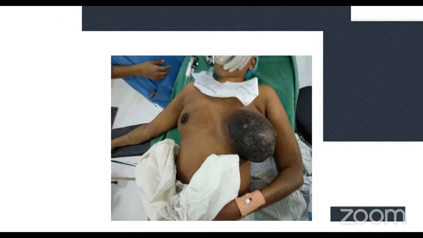Cancer en cuirasse or not? There will be small skin nodules, not entire. This thing will not be like this. Nodules will be there all over the breast. That is cancer en cuirasse. Even in the arm, axilla, everywhere there will be studded nodes. Then it's called cancer en cuirasse.